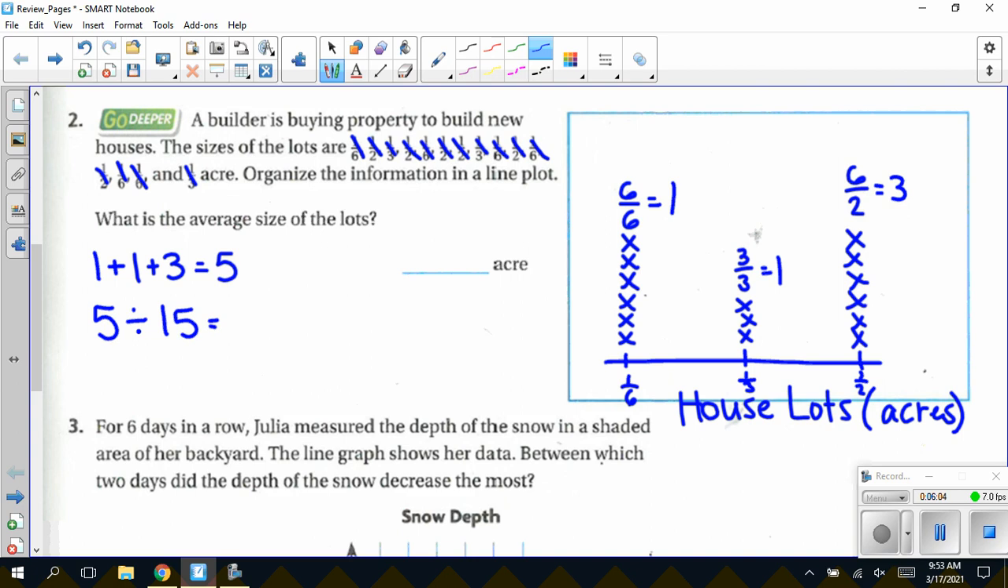Remember from chapter 8, the first number is your numerator, the second number is your denominator. 5/15 can be simplified both by 5. So when I divide them both by 5, I have 1/3. So the average size lot is 1/3 acre.